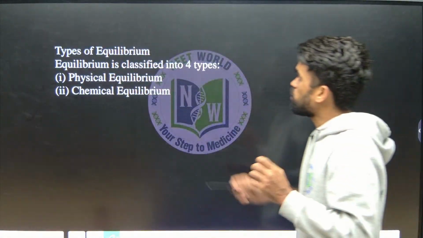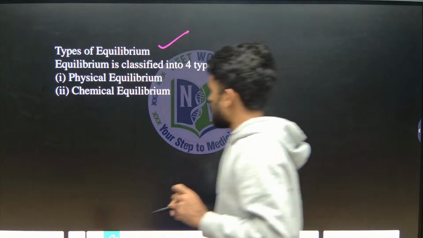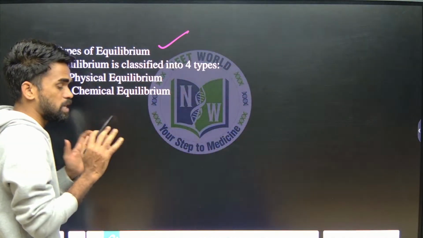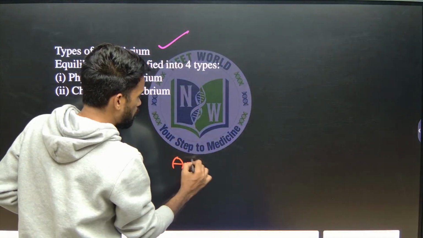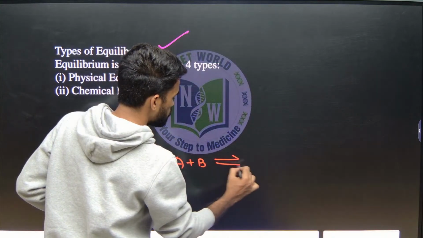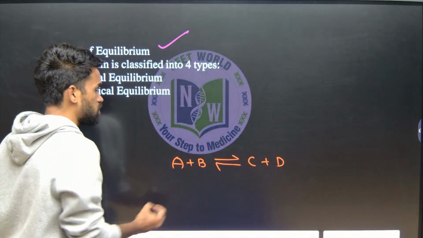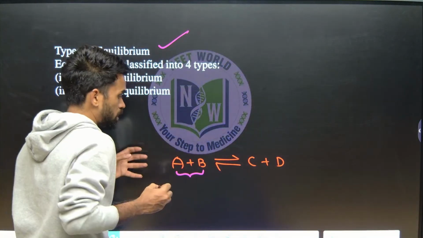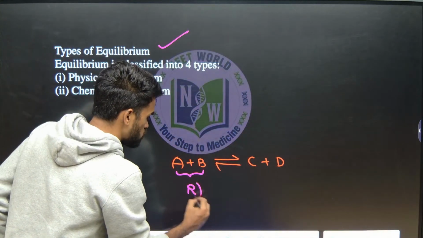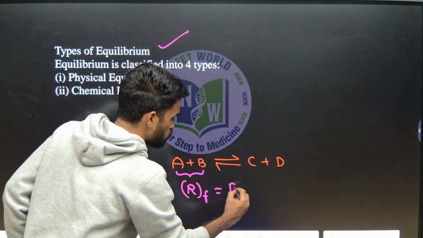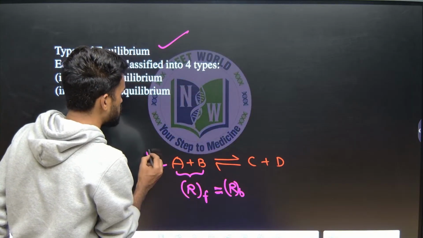Now what I am saying, equilibrium is possible only in reversible reactions. And what exactly does equilibrium mean? First of all, understand what is equilibrium, then next we will see types of equilibrium. See, for example, reactant A plus B combining to form some products like C plus D. So the rate of forward reaction, it means combination of these two taking place to form the products, will be equal to the rate of backward reaction. At this particular condition we can say the reaction is at equilibrium.